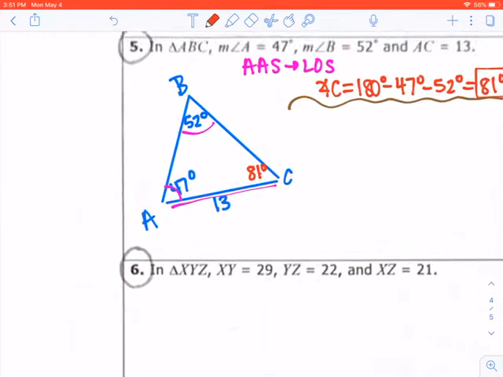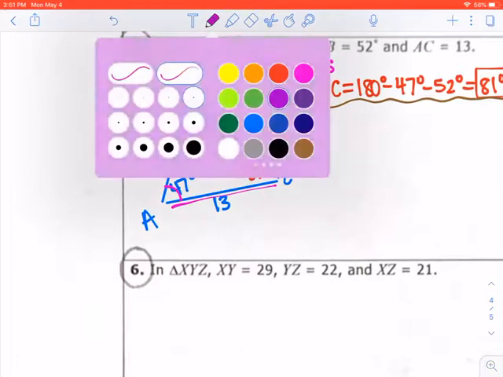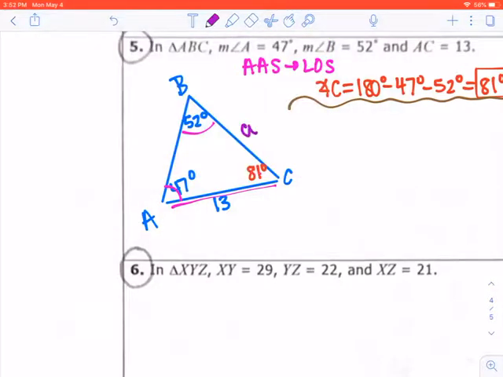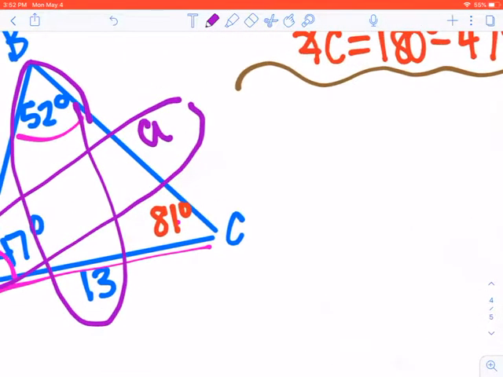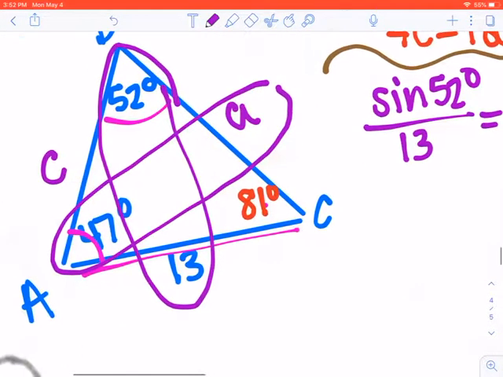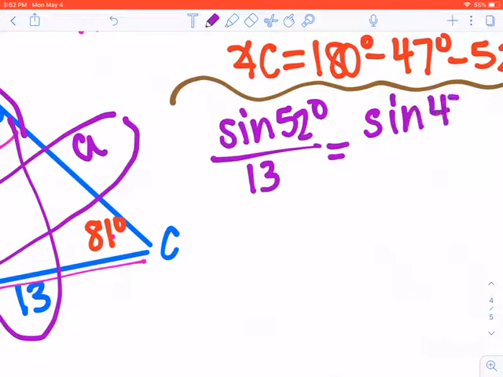We still need the other little pieces, little a, and then little c. It doesn't matter what order you find them in. I will start with little a because it's the beginning of the alphabet, but that's the only reason. And we said we can use law of sines. So I have little a and 47 degrees, and then I have 52 and 13. So I'm going to create a law of sines. Sine 52 degrees over 13 equals sine 47 over little a.